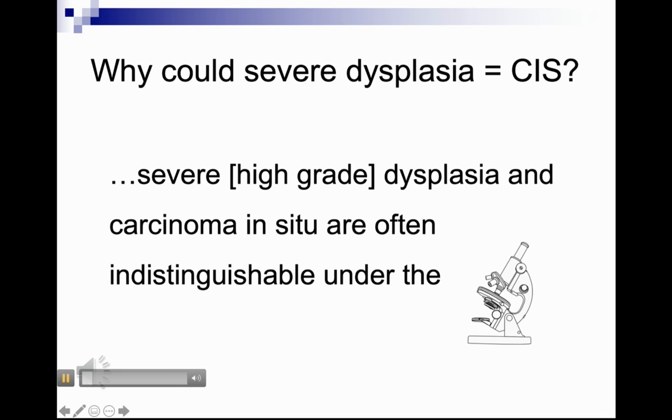And why do we consider severe or high-grade dysplasia carcinoma in situ? Severe or high-grade dysplasia and carcinoma, which is malignant, carcinoma in situ, are often indistinguishable under the microscope.